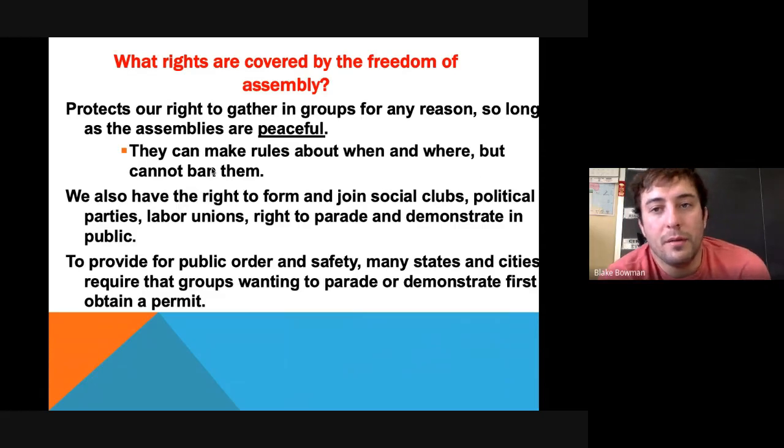All right, so what rights are covered by freedom of assembly? So it protects our right to gather in groups for any reason, so long as assemblies are peaceful, right? So not destruction of property, not destruction of any type of public building or offices, in any way of endangering any type of interstate commerce, right, or endangering people in that matter, right? There's many different things that go along with this peaceful protest and making sure that people are safe and not in danger. Right? But again, they're allowed to do it as long as they're showing peaceful protests in that matter.